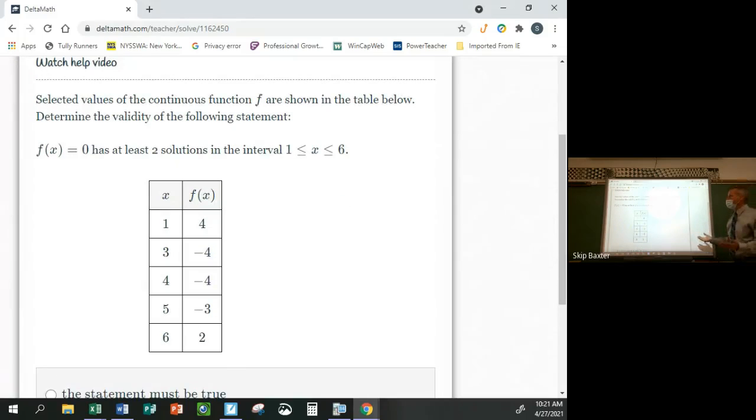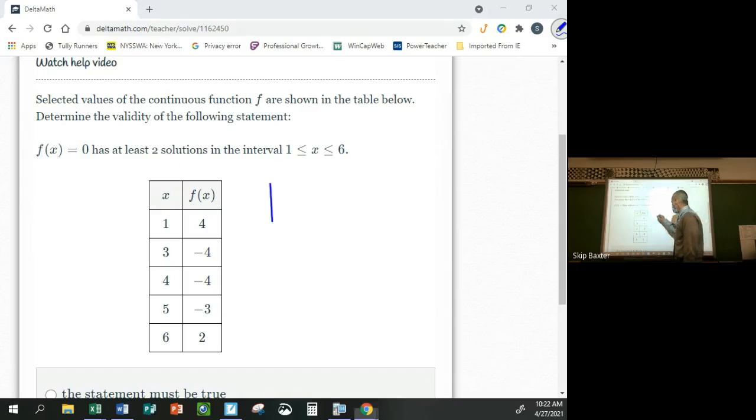That means the intermediate value theorem works. And it says, determine the validity of the following statement. F of x equals 0 has at least two solutions in the interval from 1 to 6. Well, if you're going from 1 to 6, you know that the y value can't go from 4 to -4 without crossing 0 somewhere in between. That's what the intermediate value theorem says, right?